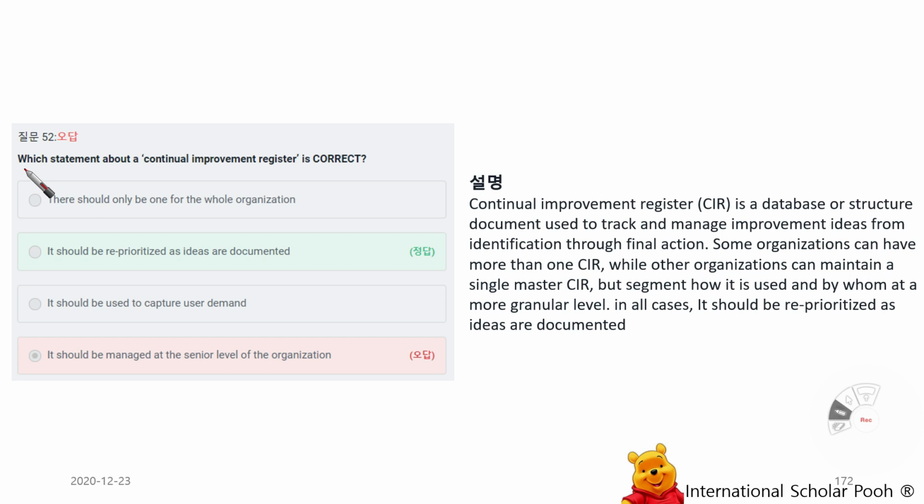Which statement about the continual improvement register is correct? It should be reprioritized as ideas are documented. The Continual Improvement Register (CIR) is a database structure used to track and manage improvement ideas from identification through final action. Some organizations can have more than one CIR, while other organizations can maintain a single master CIR but segment how it is used and by whom at a more granular level. In all cases, it should be reprioritized as ideas are documented.